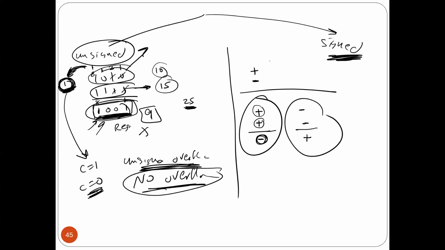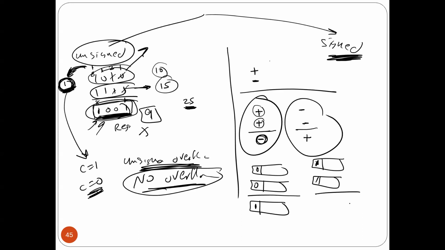Again, the two cases: I add a positive number, and a positive number means the most significant bit is 0, but when I look at the result, I find the most significant bit is 1. So this is one case. The other case is where the most significant bit is 1, negative, and then in the result I get the most significant bit as 0.